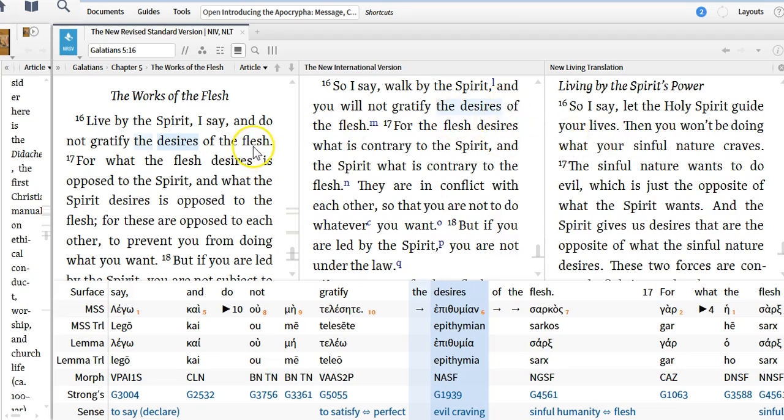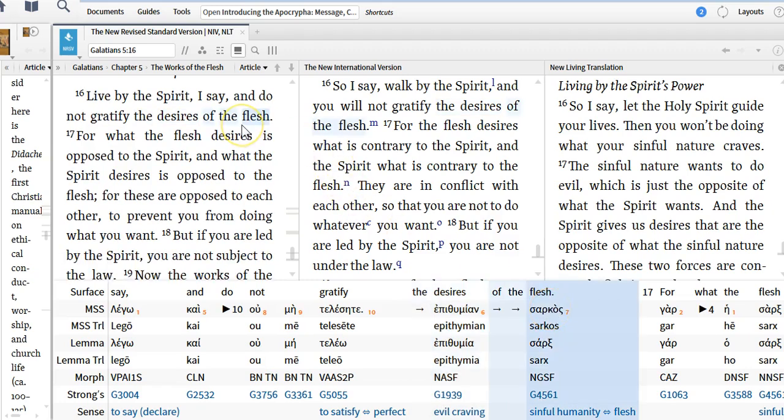Let's also think, though, about sarkos at the same time. Of the flesh is how both the NRSV and NLT represent this genitive noun, sarkos. Again, of the blank being a formula, a very basic formula for representing the genitive case in English. A very non-committal way of doing so.